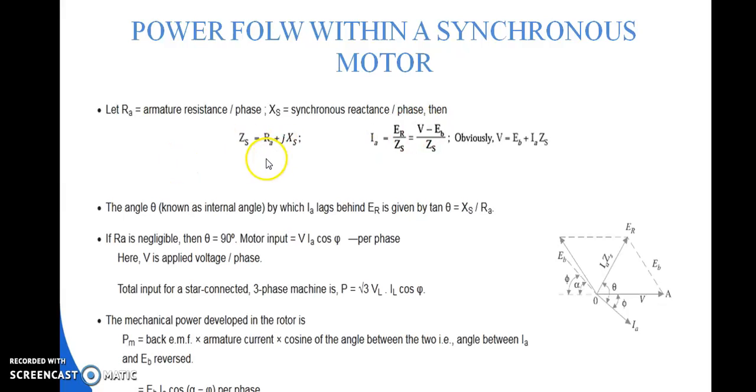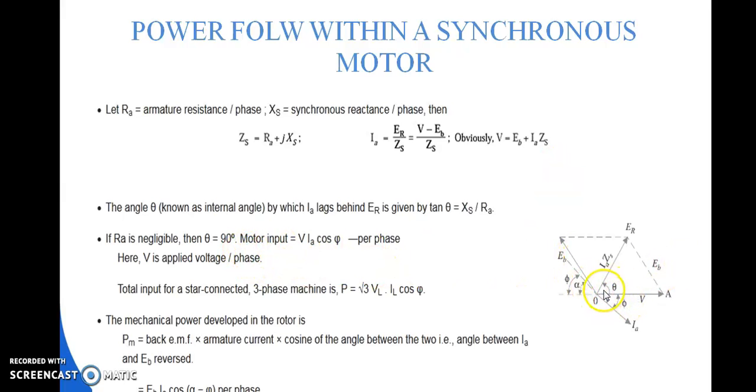Then Zs, the synchronous impedance, will be Ra plus jXs. We can also derive Ia as the resultant voltage or EMF divided by the synchronous impedance, or we can say the difference between the supply voltage and back EMF divided by synchronous impedance. Obviously, for this synchronous motor, supply voltage V equals Eb plus Ia into Zs.